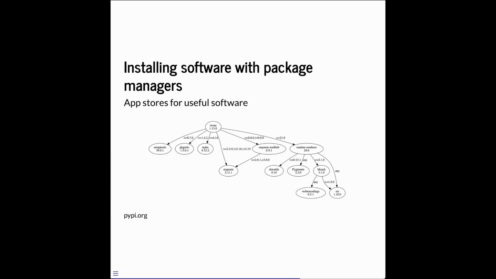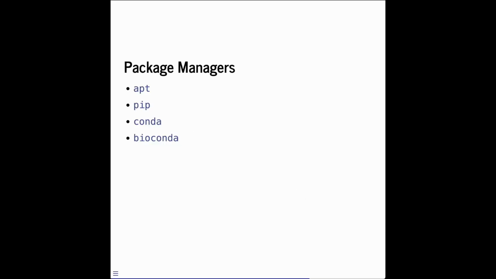The figure here is a graph of dependencies for a typical Python package. As you can see, it's quite complex, and navigating it manually is quite a headache. Package managers are a bit of a lifesaver, so you want to get to know how to use those. And there are 4 package managers I'm going to introduce you today: apt for system-level software, pip, the standard Python one, and conda and bioconda, which are more for specific bioinformatics tools.